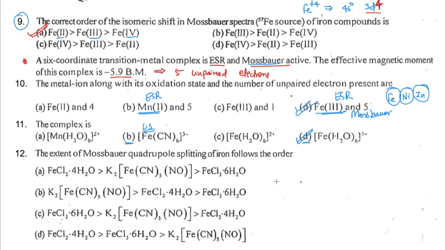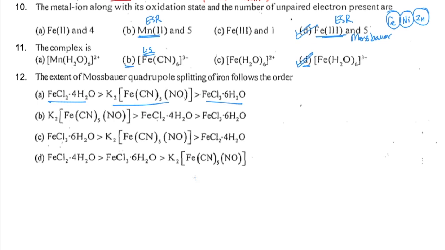Alright, now let's look at the next question and the last question of this particular video. The question says that the extent of Mossbauer quadrupole splitting of iron follows the order. Which order does it follow? If you look at the options, we have three types of complexes. Let's talk about them one by one.